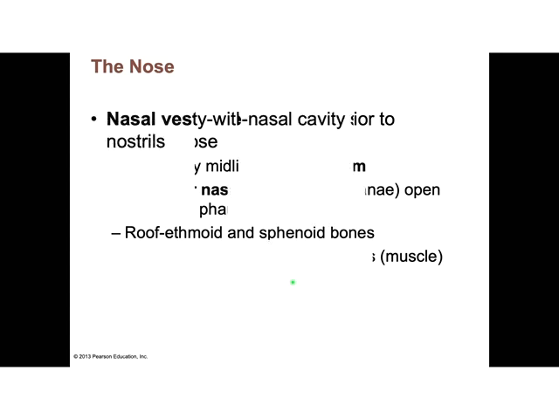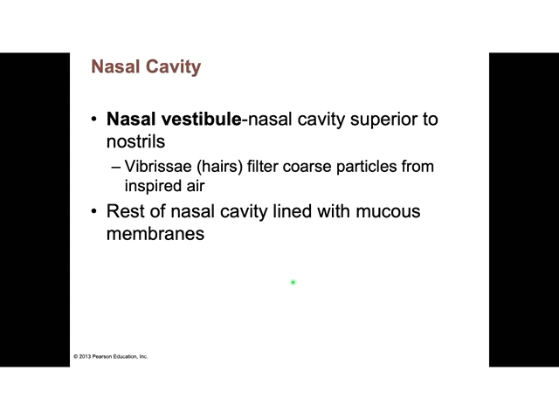Okay? The nasal vestibule is the cavity above the nostrils. There are hairs called vibrissae that act as filters. The rest of the nasal cavity is lined with either an olfactory or a respiratory mucosa. The olfactory mucosa is on the top of the nasal cavity. The respiratory mucosa is everywhere else. The respiratory mucosa's function is to warm and humidify the air and to produce mucus. The olfactory mucosa is to provide our sense of smell.